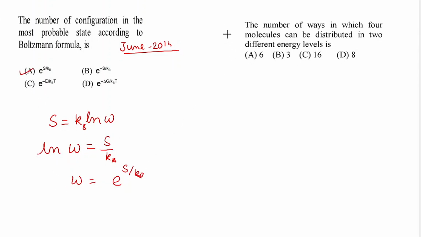Very simple problem, and this was also asked in NET, but I don't know in which year. The problem says: the number of ways in which 4 molecules can be distributed in 2 different energies. So the number of molecules is 4 and the number of energy levels is 2. Whenever the distribution of energy is not given, we take the number of locations to the power of the number of molecules, for the thermodynamic probability. The number of locations is 2 and the number of particles is 4, so that will be 16. So 16 is the answer.